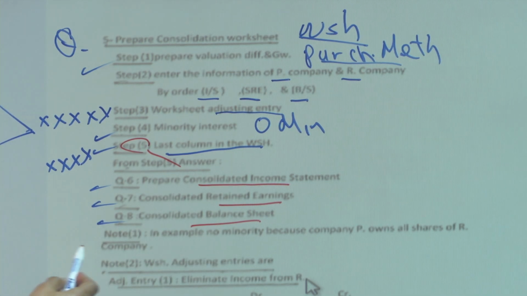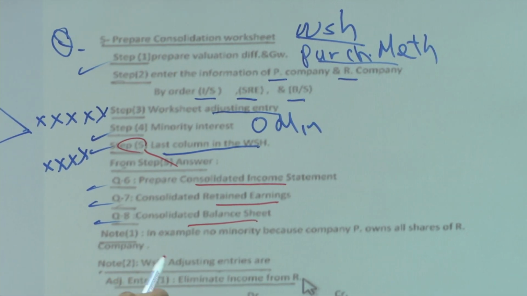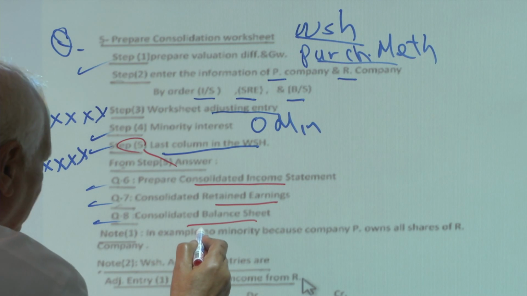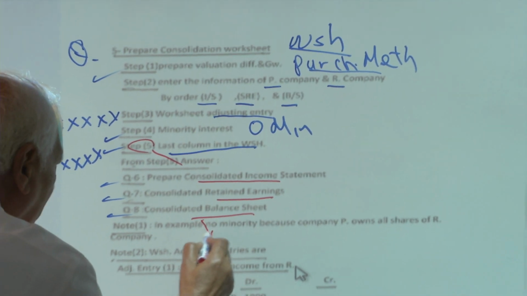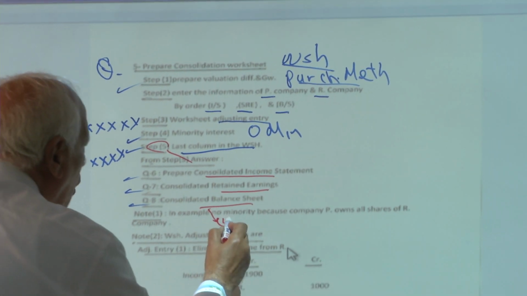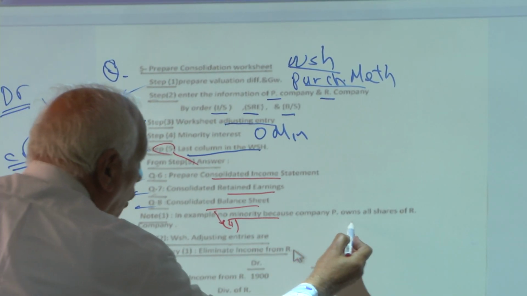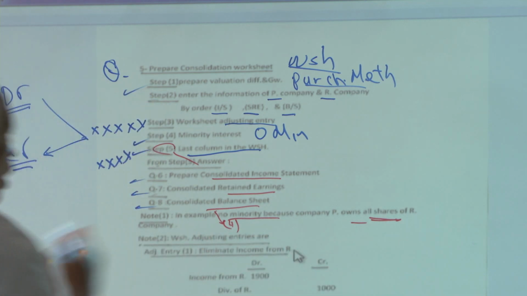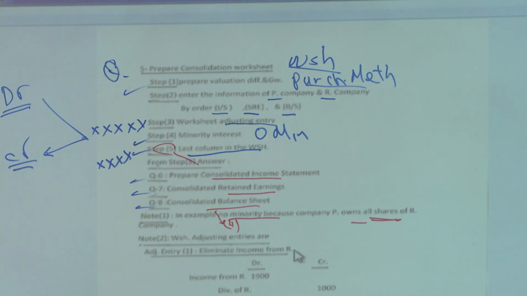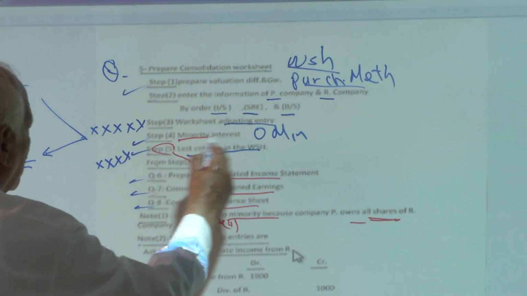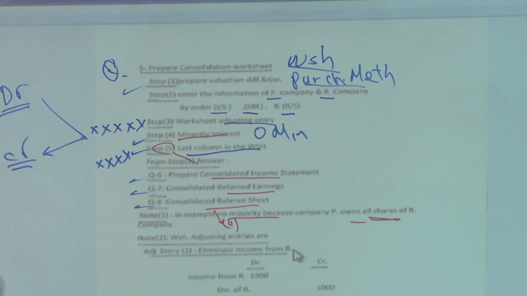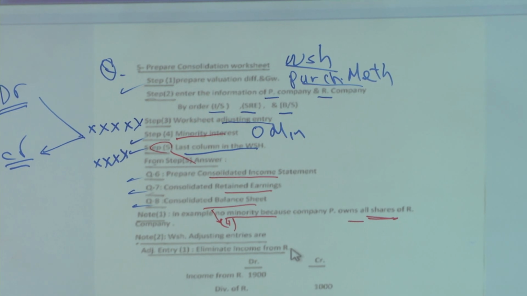All of this. Note, in this example 4, no minority. When I say no minority, it's because B company owns all shares of R company. That's why minority is 0. You remember? I told you minority, no minority, but in this one. Okay. Now, note number 2.